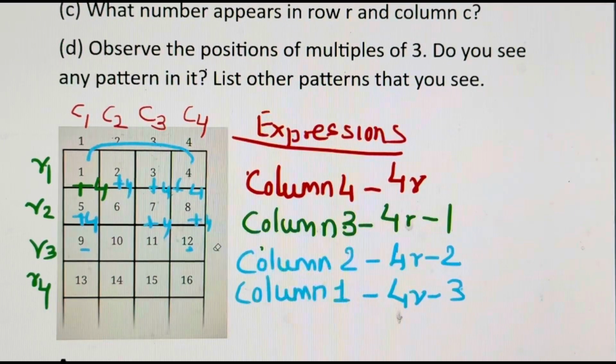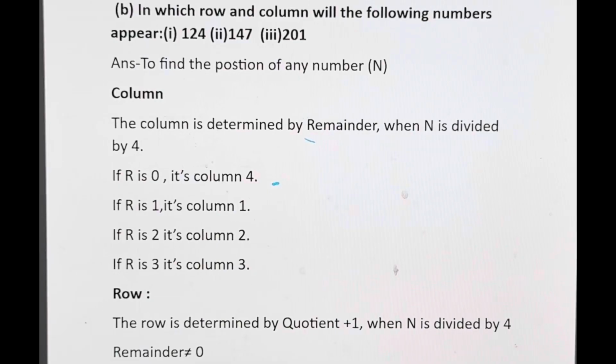Now question number B: in which row and column will the following numbers appear? 3 numbers are given: 127, 147, 201. Now to find the position of any number n, whichever number is given, here there are 3 questions.